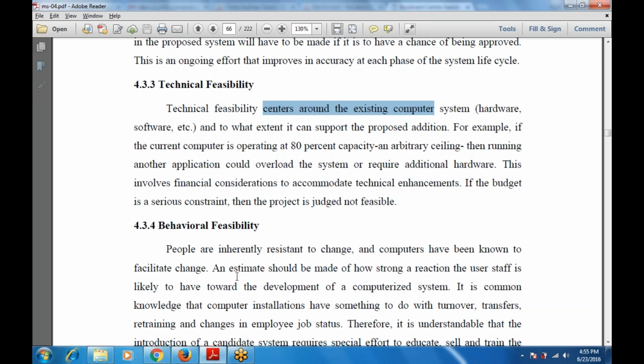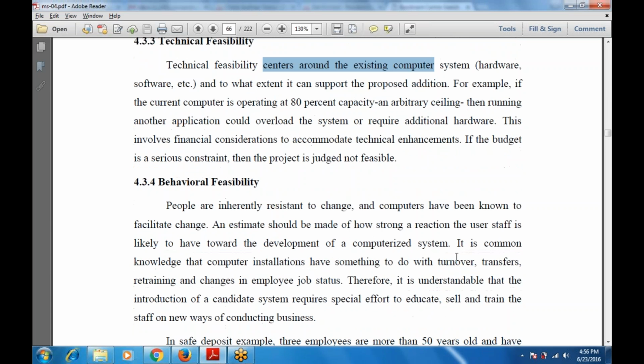An estimate could or should be made of how strong a reaction the user staff is likely to have towards the development of a computerized system. So what are the various reactions likely to occur towards the development of the computerized system? It is common knowledge that computer installations have something to do with turnovers, transfers, retraining, and changes in the employee job status.